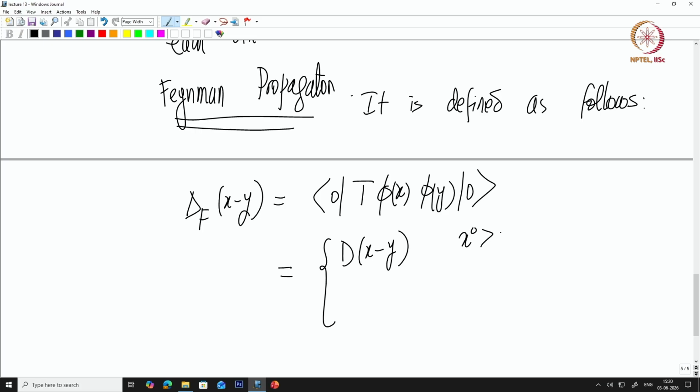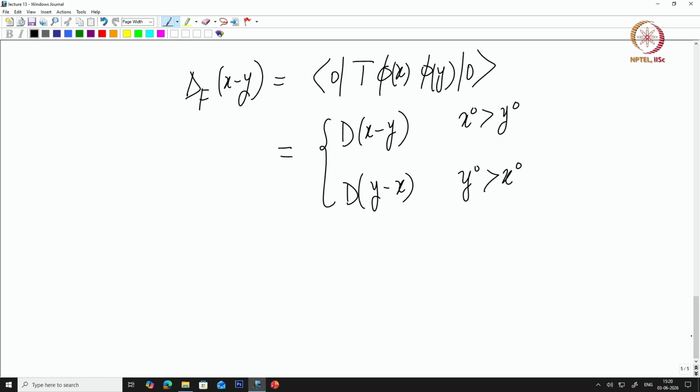For x0 greater than y0, where x0 is a time component. If the time component of x0 is greater than y0, this is the Feynman propagator, which is defined in this particular fashion. This is defined as y minus x for y0 greater than x0. So it is giving you a direction in time in this function, essentially.